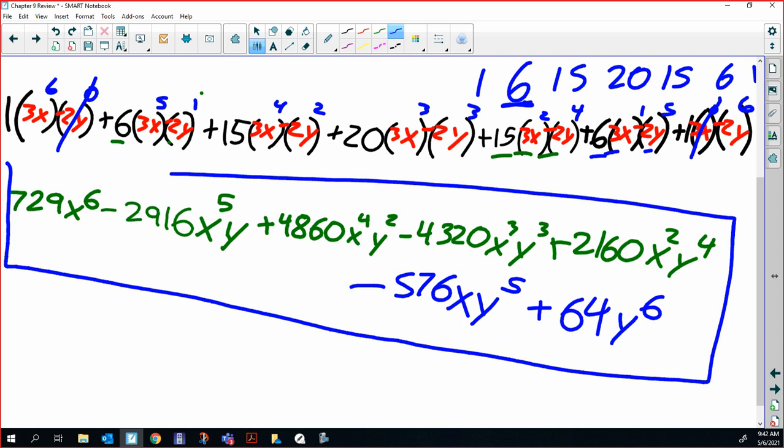There is for sure one problem where you have to do the entire Pascal's triangle row. It probably will not be a sixth power. It'll probably be like fourth or fifth, but it could be. I'm gonna cry. If you see me crying, it's because I think it's a fourth or a fifth.